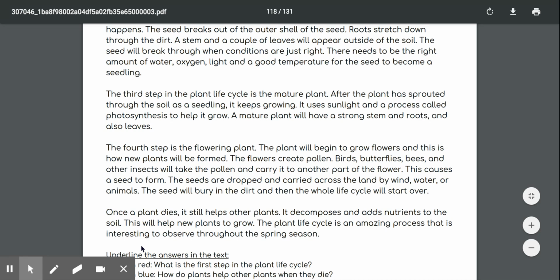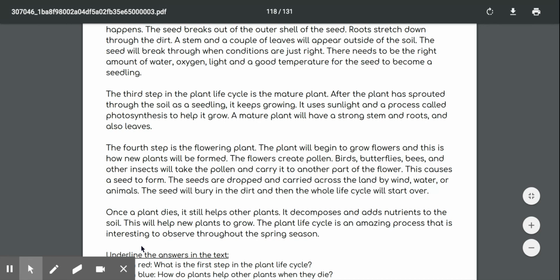The third step in the plant life cycle is the mature plant. After the plant has sprouted through the soil as a seedling, it keeps growing. It uses sunlight and a process called photosynthesis to help it grow. A mature plant will have a strong stem and roots and also leaves. The fourth step is the flowering plant. The plant will begin to grow flowers, and this is how new plants will be formed.